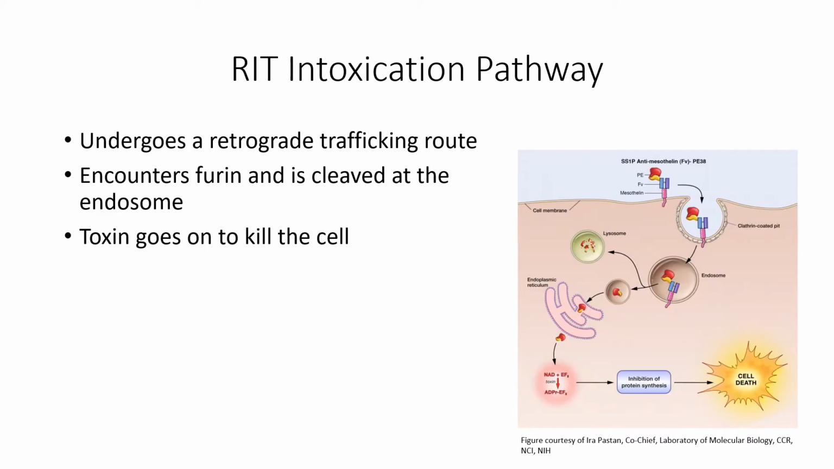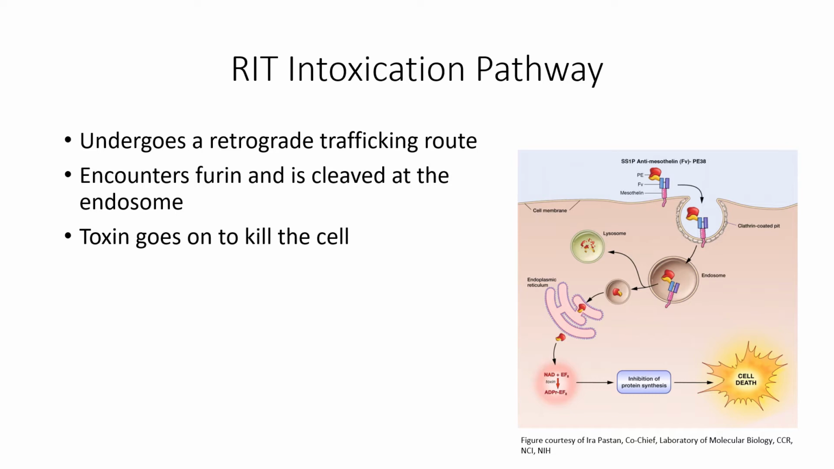Once the antibody has targeted the cell, the recombinant immunotoxin will bind to a low-density lipoprotein receptor-related protein that is found on the surface of the cell. Once bound, PE will enter the cell through receptor-mediated endocytosis and will travel through the cell using a retrograde trafficking pattern to reach the cytosol.